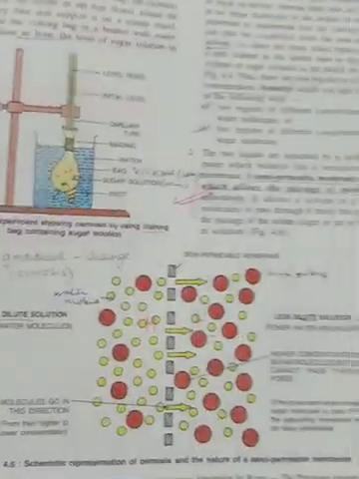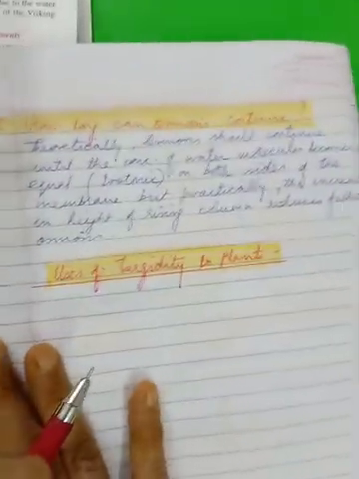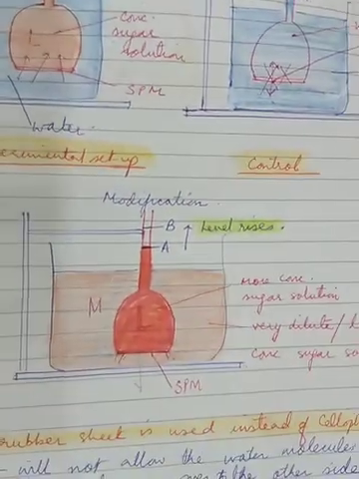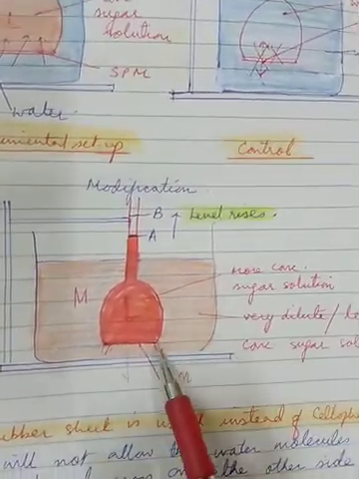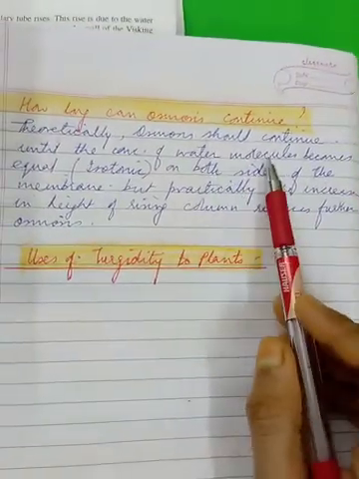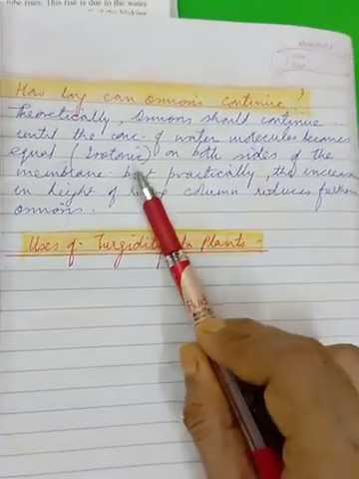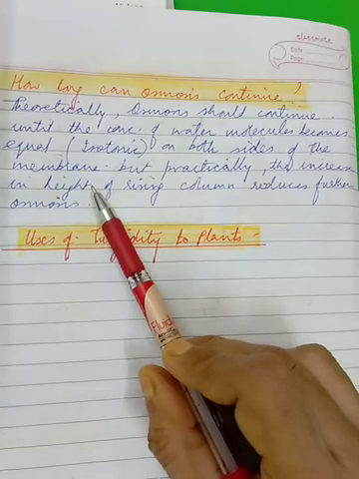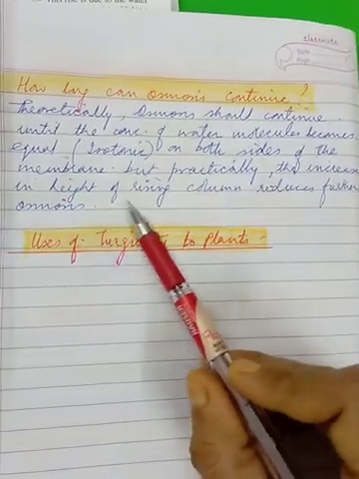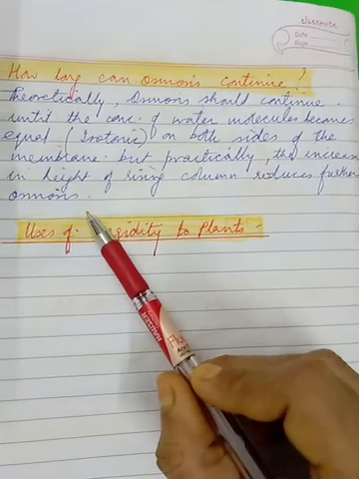And that will be our last thing for today: how long can osmosis continue? That means if I ask you in a question how long should osmosis continue, the answer is that theoretically the water molecules will keep rising, right? But practically the answer is something else. Let's see what. Theoretically, osmosis should continue until the concentration of water molecules becomes equal, that is isotonic, on both sides of the membrane. But practically, the increase in height of the rising column reduces further osmosis.